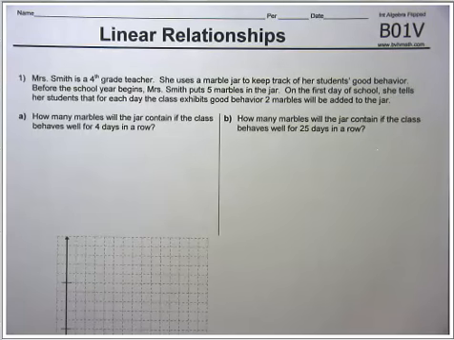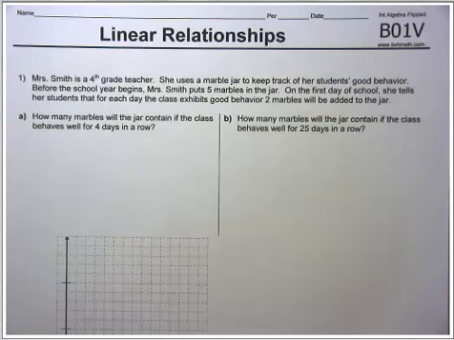Mrs. Smith is a fourth grade teacher. She uses a marble jar to keep track of her students' good behavior. Before the school year begins, Mrs. Smith puts 5 marbles in the jar. On the first day of school, she tells her students that for each day the class exhibits good behavior, 2 marbles will be added to the jar.